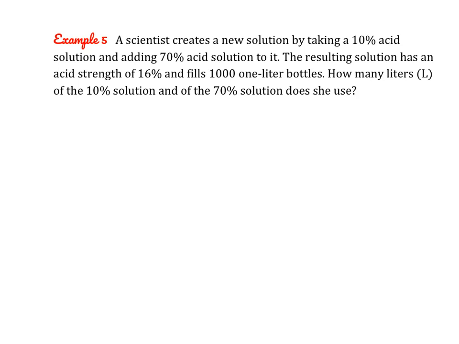So first we need to define our variables. The first thing they ask is how many liters of the 10% solution does she use? So we need to say x equals liters of 10% solution. Notice I didn't just say x equals 10% solution. It actually equals the liters of 10% solution. And then the second thing they ask is how much of the 70% solution does she use? So we can say y equals liters of 70% solution.